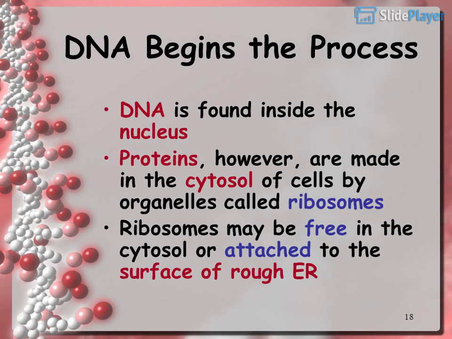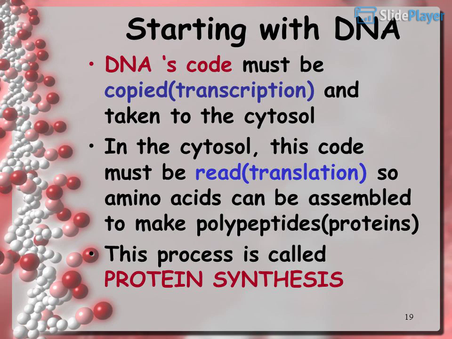DNA begins the process. DNA is found inside the nucleus. Proteins, however, are made in the cytosol of cells by organelles called ribosomes. Ribosomes may be free in the cytosol or attached to the surface of rough ER. Starting with DNA, DNA's code must be copied (transcription) and taken to the cytosol. In the cytosol, this code must be read (translation) so amino acids can be assembled to make polypeptides, proteins. This process is called protein synthesis.